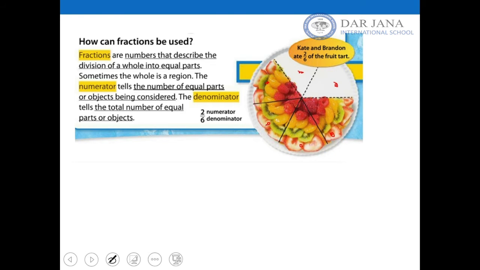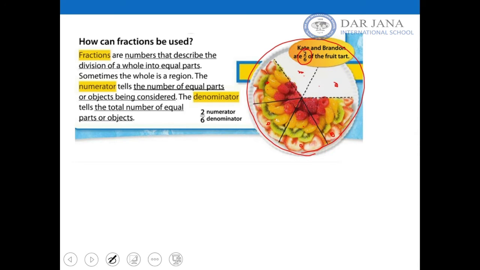Now, when I talk about fractions, I should know what fractions are. Fractions are numbers that describe the division of a whole into equal parts. As you can see, I divided the whole tart into 6 equal parts: 1, 2, 3, 4, 5, 6 equal parts. After you divide the whole into 6 equal parts, you are taking part of this whole. Let's say here, Kate and Brandon ate only 2 pieces out of 6.